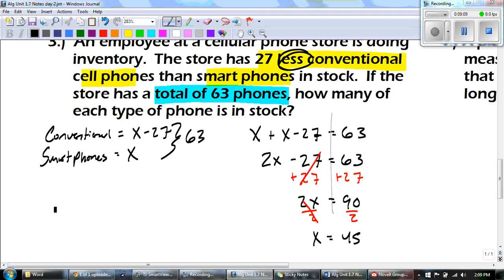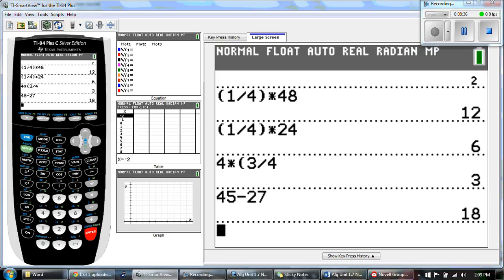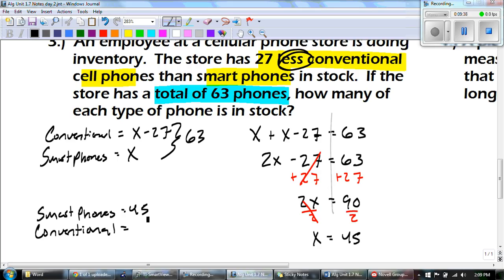Okay, so that means that the smartphones, oh, sorry, equal 45, and the conventional are 27 less. And if you don't know that, take your smartphones, 45, and we're going to subtract 27. I think it's 18. Okay, good. I was right. So 18.